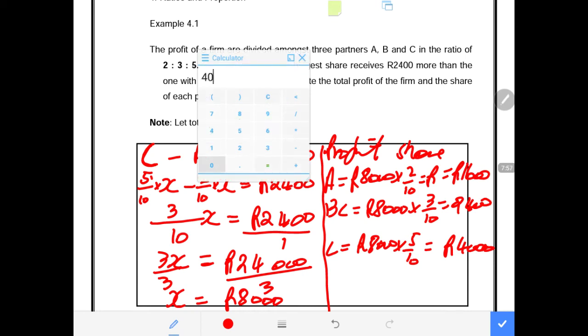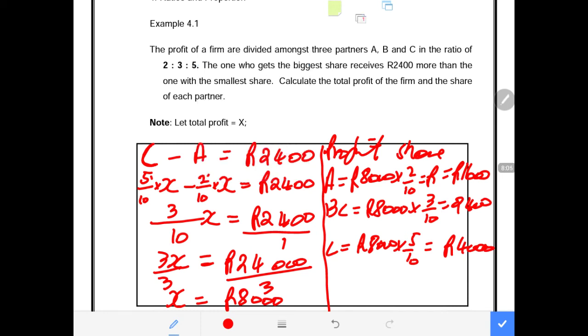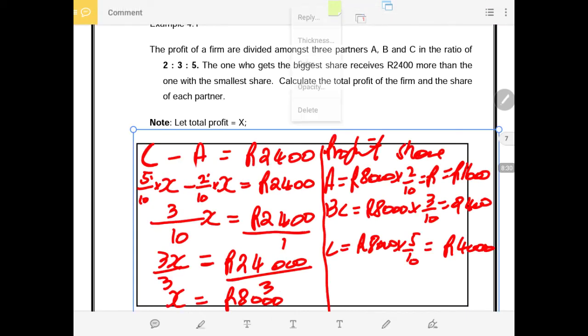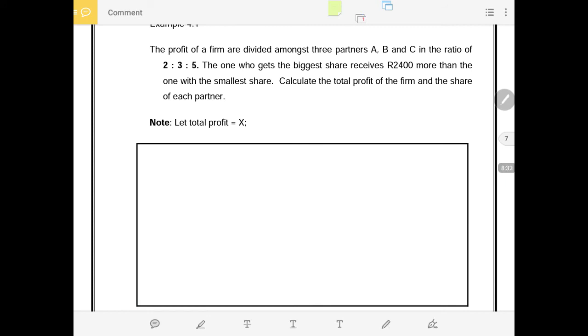And if we say 4,000 share of partner C minus 1,600 share of partner A, we see that the difference is exactly the same, 2,400, which is the difference between the share of partner A and partner C, of which partner A is the one who received the smaller share and partner C is the one who received the bigger share. And you can see that the difference between their profit sharing is exactly as it was stated to be, 2,400 rands.